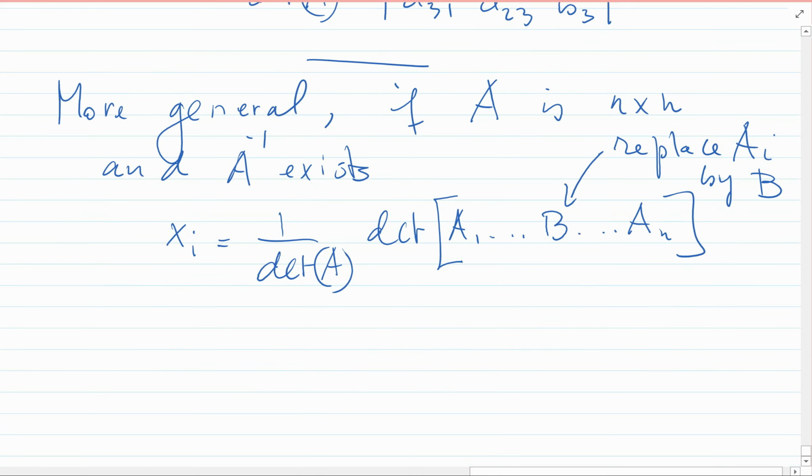So in fact, how many determinants do we need to evaluate here? We need n determinants, because B will replace each one of the columns, so it will give you n determinants, plus the determinant of A. So basically we need to compute n plus 1 determinants.